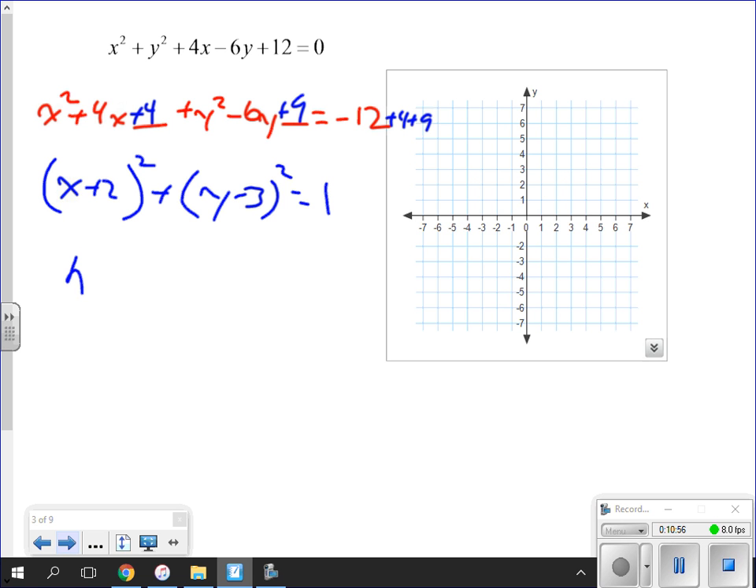So my h is -2, my k is 3, and my r is 1, because the square root of 1 is 1. So I have -2, 3, and then I have a radius of 1. Easy peasy. Okay. Questions? Nice, easy one for a Friday.